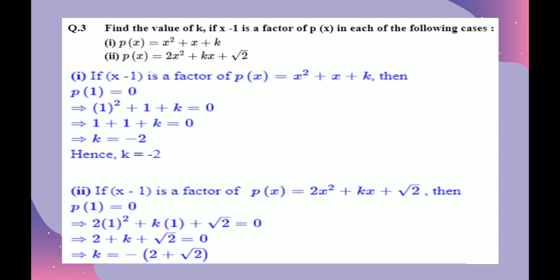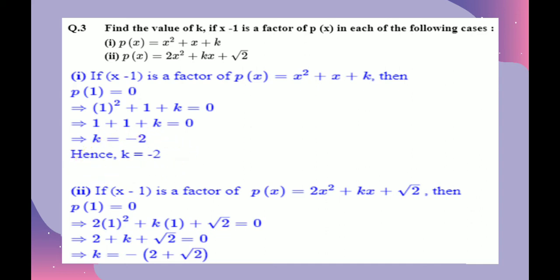So, solving the first part, if x minus 1 is a factor of p(x) equal to x square plus x plus k, then p of 1 is equal to 0. So, replacing x with 1, 1 square plus 1 plus k is equal to 0. 1 square is 1, so 1 plus 1 plus k is equal to 0. On solving we'll get k is equal to minus 2. Hence k is equal to minus 2 is our answer.